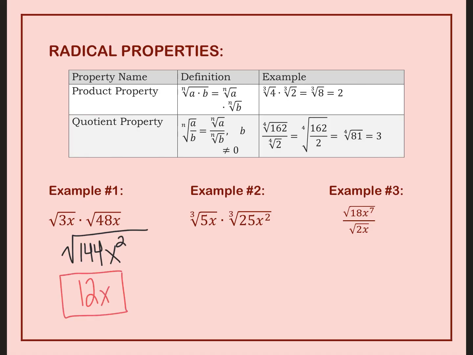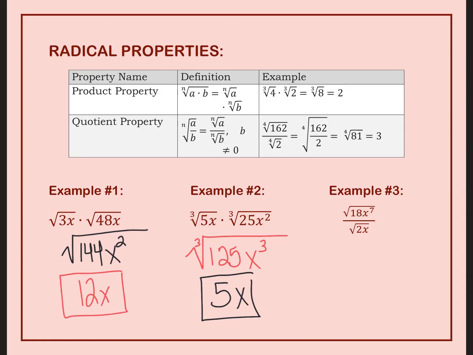Okay? The next one, again, I can't take the cube root of 5, I can't take the cube root of 25, and I can't do anything with those x's. But if I multiply them, 5 times 25, x times x squared. Now I'm taking the cube root of both those numbers. So the cube root of 125 is 5, and the cube root of x cubed is x. Remember, with the exponents, you divide. So 3 divided by 3 left me with just 1x.